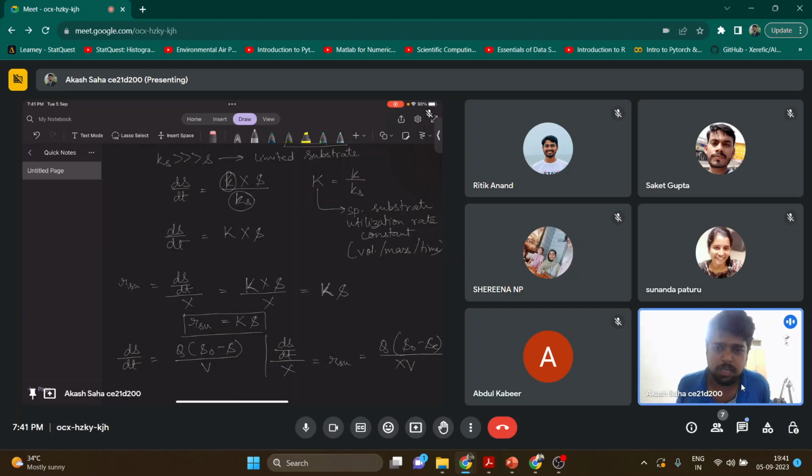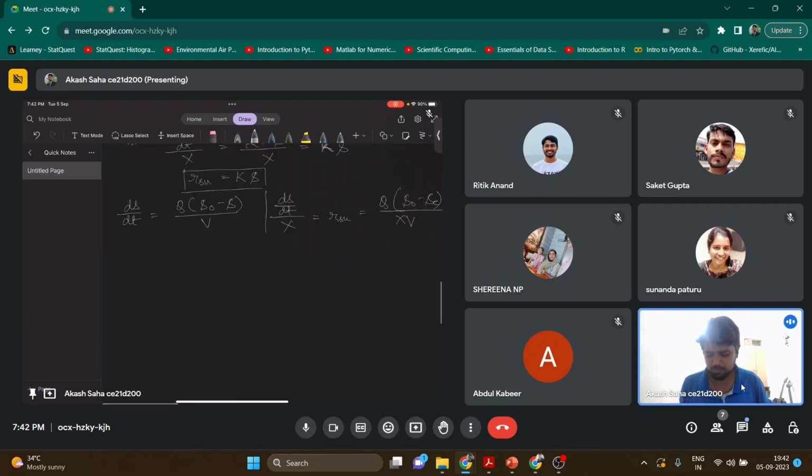Is it okay? Any problem with understanding this concept? This is in the case of limited substrate. So mostly in case of ASP, we will consider it to be in the condition of limited substrate.